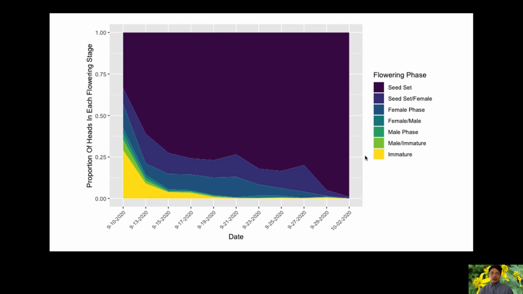Another thing you can see in this chart is that when I started, about the same percentage were immature, so they hadn't quite started flowering completely yet. But by the time I was done, there were no more immature flowers. So this just diagrams the overall flowering process, and you can get an idea of when certain events take place.